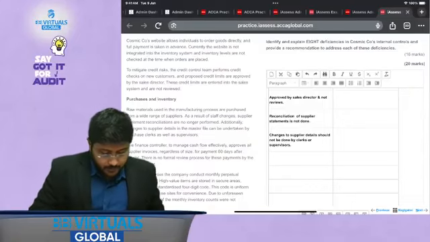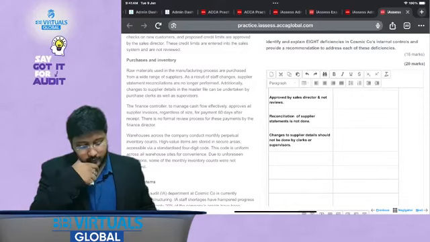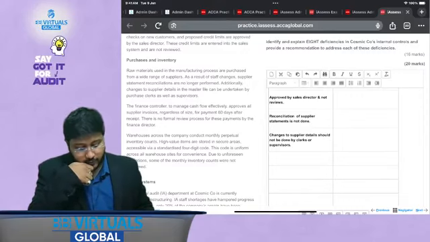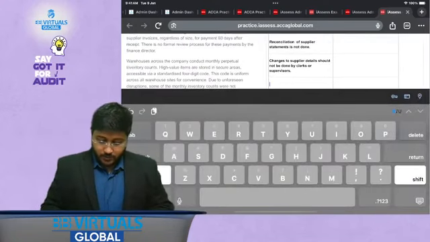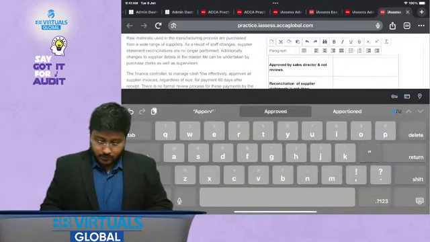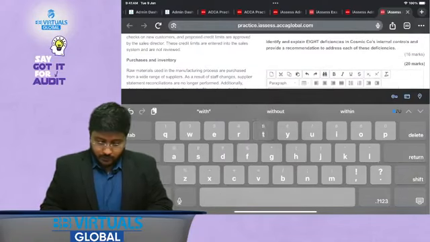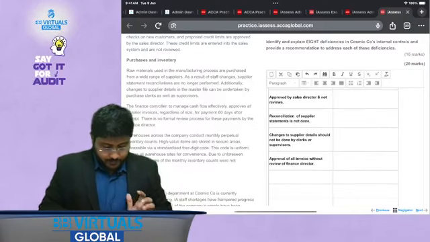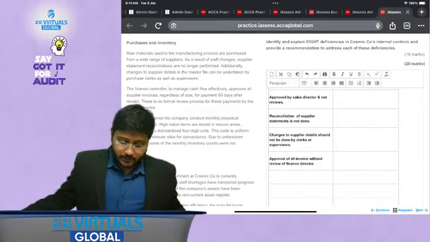Okay, then the finance controller, to manage cash flow effectively, approves all supplier invoices regardless of size for payment 60 days after receipts. There is no formal review process for this payment by the finance director. So approval of all invoices without review of finance director. Okay, understood.